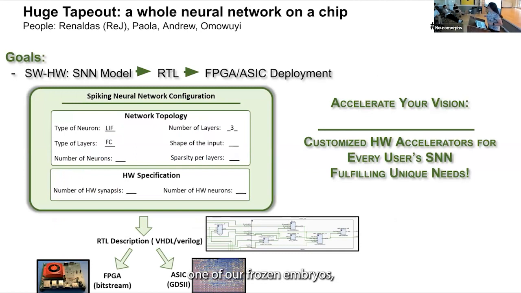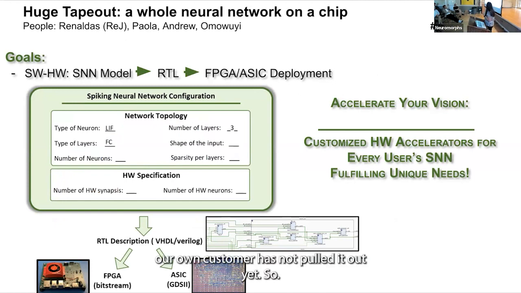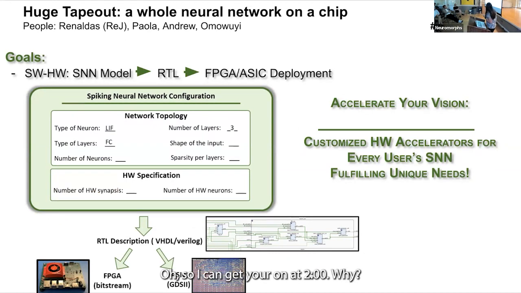Hello, everyone. Our project is very ambitious. We believe that every team, every researcher, every user deserves its own custom hardware for its spiking neural network. Why? Because every user has different constraints in terms of area, processing time, and power consumption.